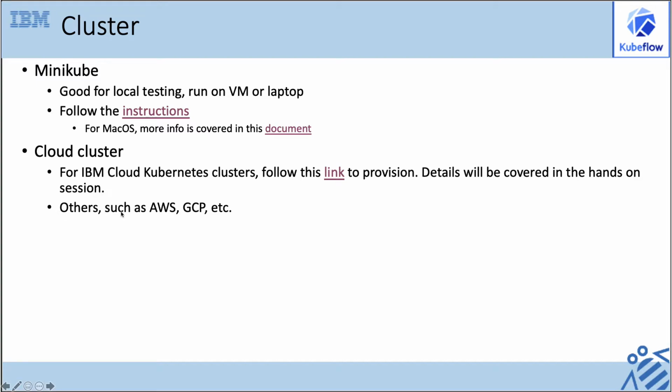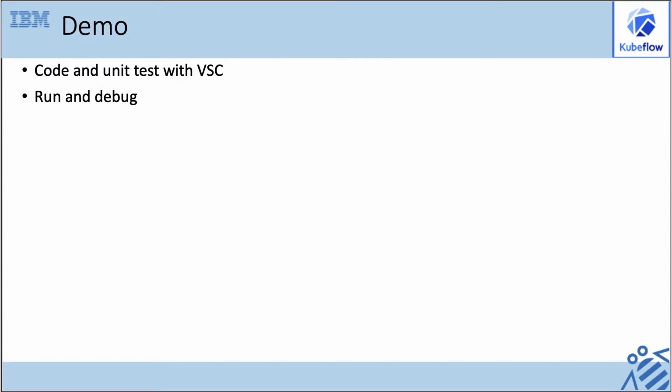There are also other cloud clusters, on AWS, on GCP, etc. If you have one, you can use that for the Kubeflow deployment. So now this is all the environment needed and set up for Kubeflow project development. Now we are going to the demo phase to talk about how to do the code and unit tests with Visual Studio Code, and I will also show you how to run and debug.